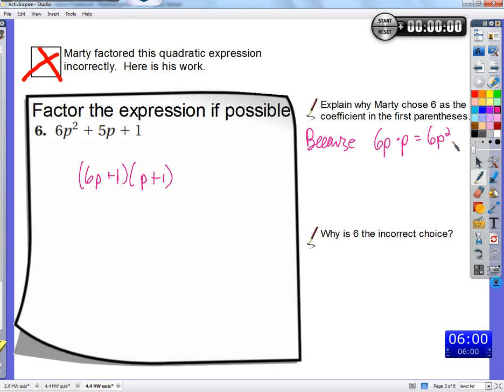We need to wind up with 6P squared when we distribute. And that happens. And we got the ones here, similar reason. 1 times 1 is 1. So it's all working out. But why is 6 incorrect? Doesn't that work out? Would you write that real quick?